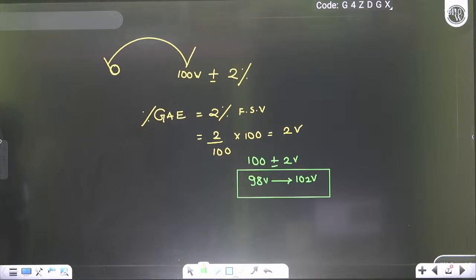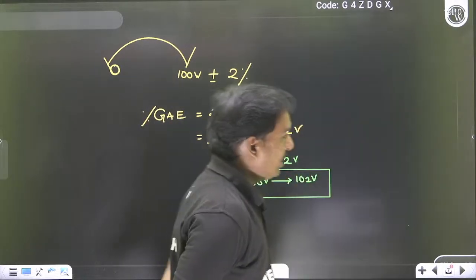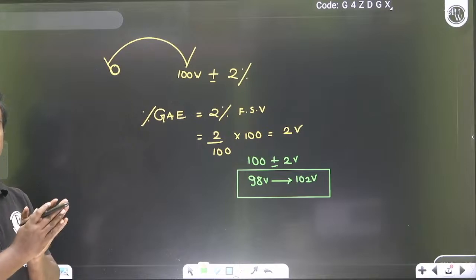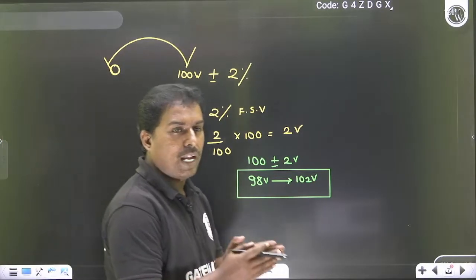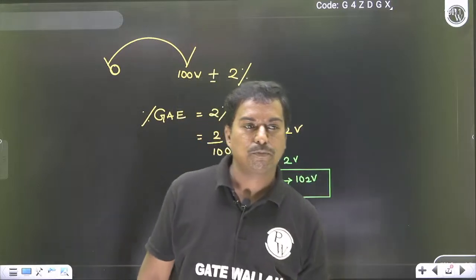So the value that we are going to see here is 98 to 102. Please be interactive in the session. So if you see here, this is the percentage of guaranteed accuracy error, which is always guaranteed whenever you are measuring. Whenever you are measuring a full scale value, you are going to get this much.